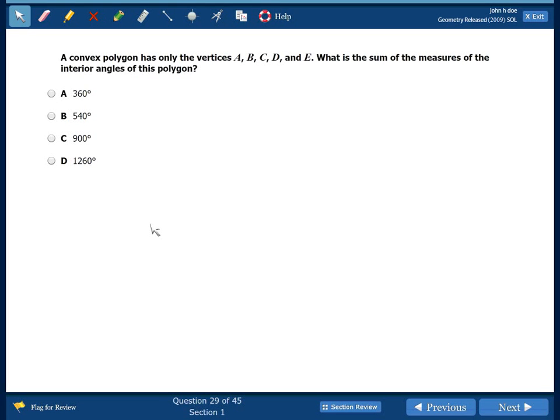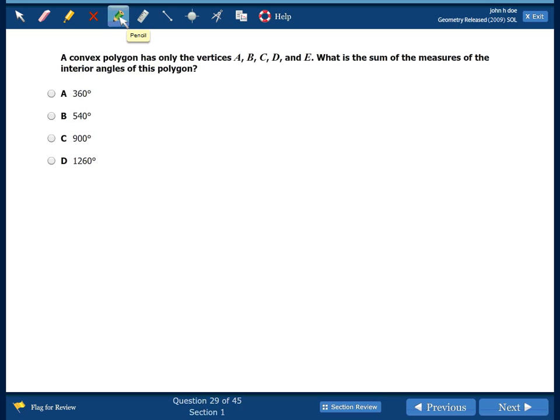This video is going to go over the answers to problems 29 through 45 of the 2015 released SOL geometry test. These are the problems that are covered in reporting category 3, which covers polygons, circles, three-dimensional figures, solids, everything like that. So let's get started with question 29.